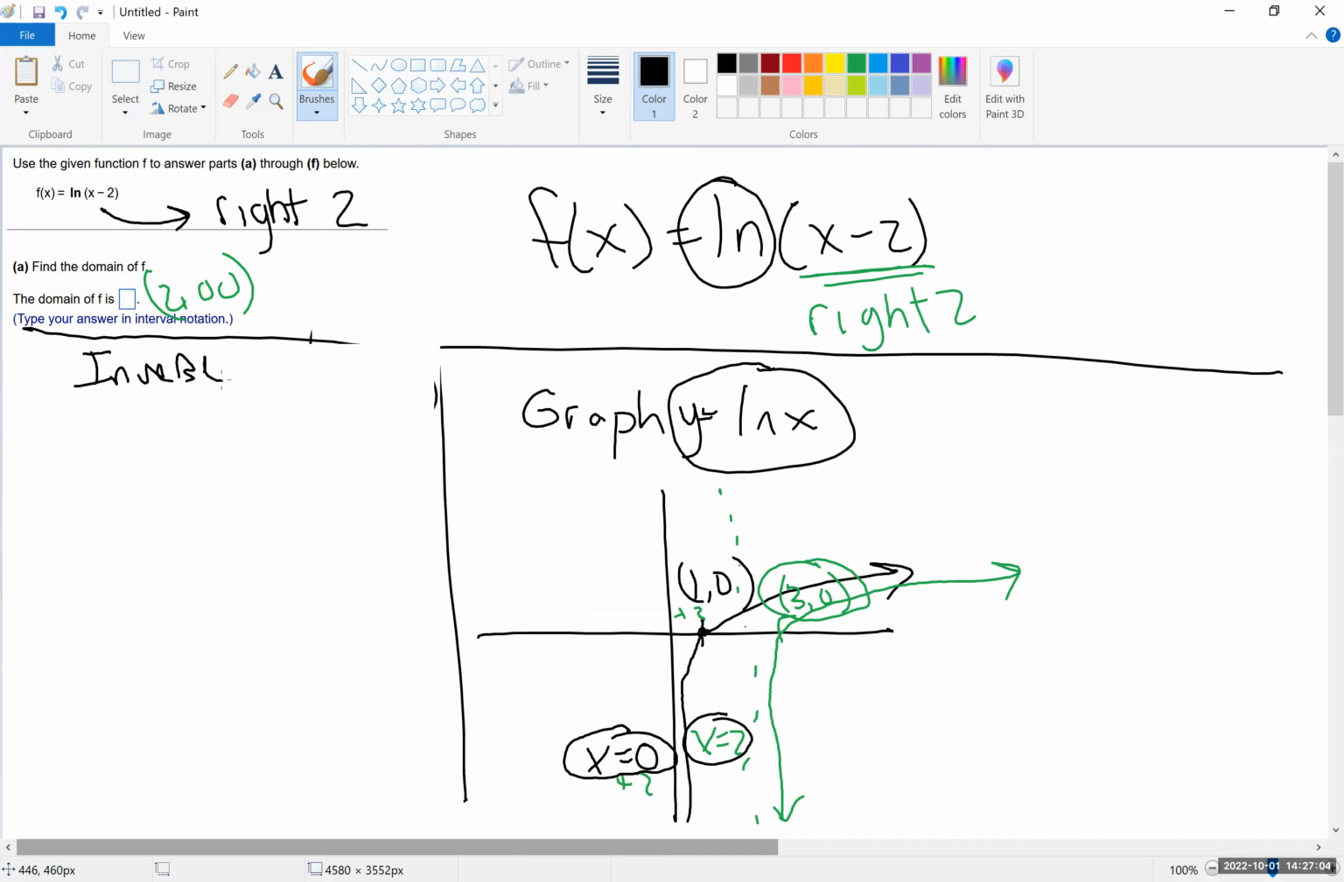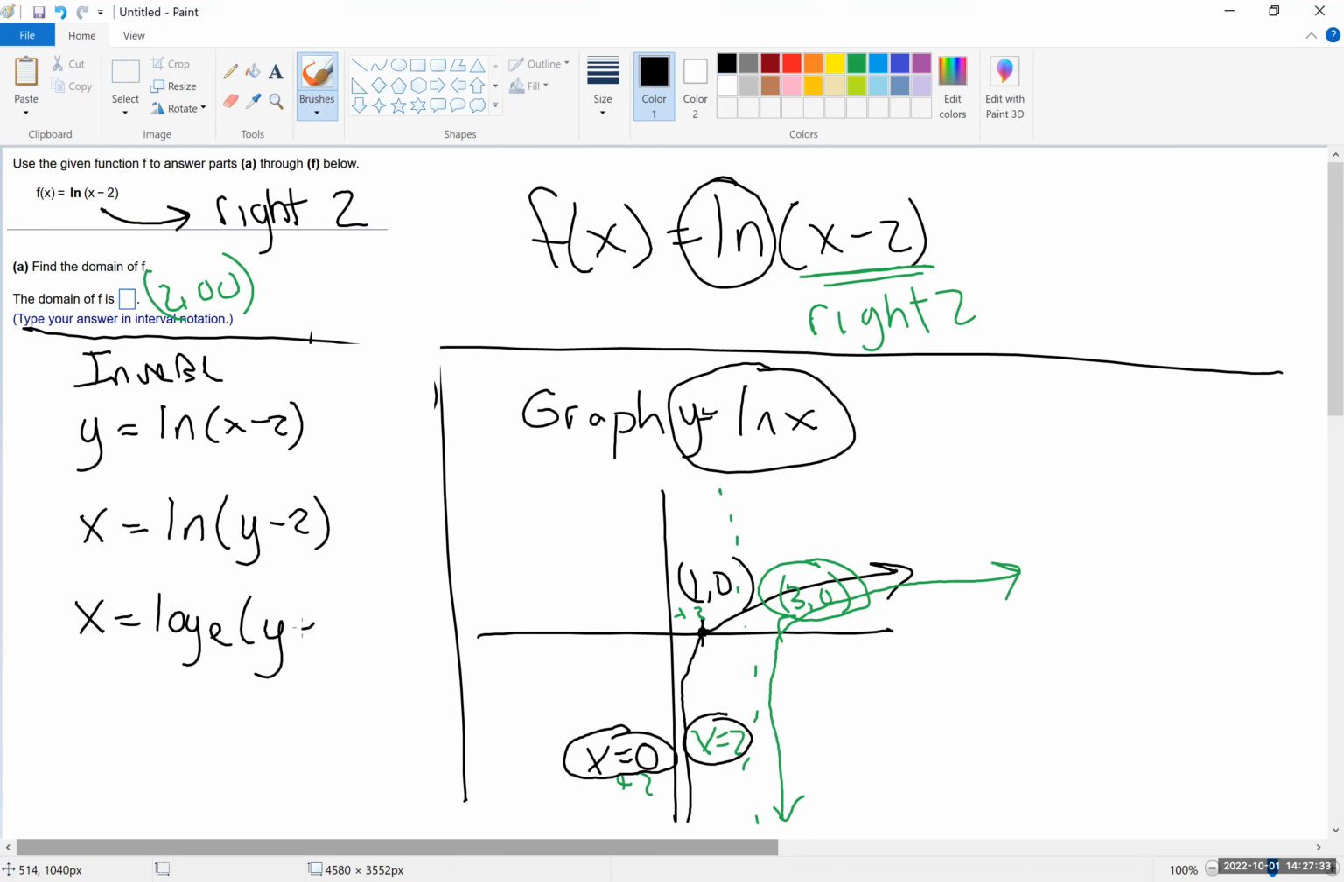The way we find inverse functions is you change the f of x to y. So we're going to start with y equals the natural log of x minus 2. And then everywhere you see y, you write x, and everywhere you see x, you write y. Anytime we have a natural log, that means log base e. So we get x equals log base e of y minus 2.